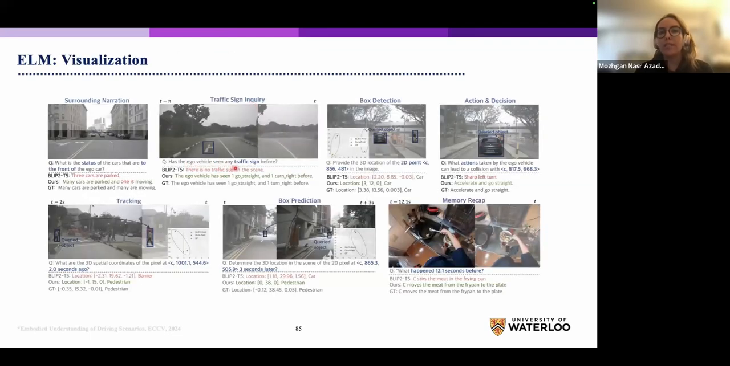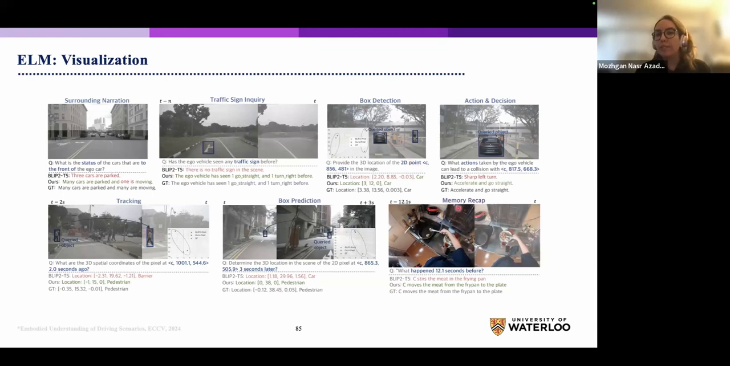So, has the ego vehicle seen any traffic sign before? And this is the temporal aspect. And you see the ground truth and the actual output of the model, which, when they add this temporal understanding, performs better than BLIP-2, which was also the original paper that introduced the Q-Former, without any temporal understanding. They ask about object detection and you get the idea.